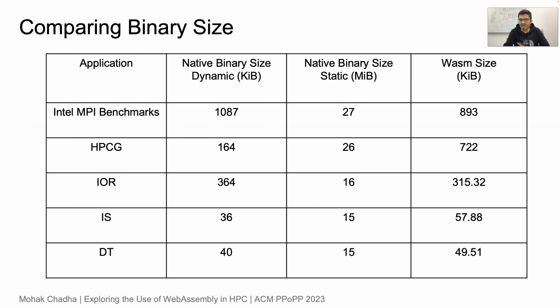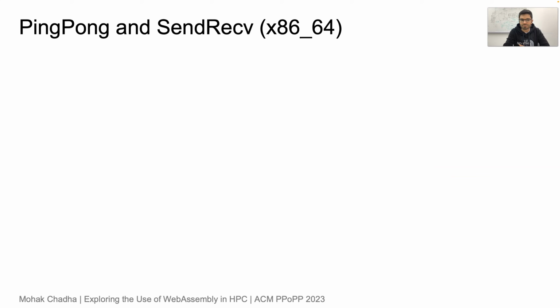So first, we take a look at what is the binary size when you compile an MPI application to WebAssembly. Compared to dynamically linked binaries, we observed that WebAssembly binaries are smaller for two applications. As compared to static binaries, WebAssembly binaries are almost 140 times smaller. As compared to containers, WebAssembly binaries are still significantly smaller. In the presentation, I only show results for some experiments, but the rest can be found in the paper.